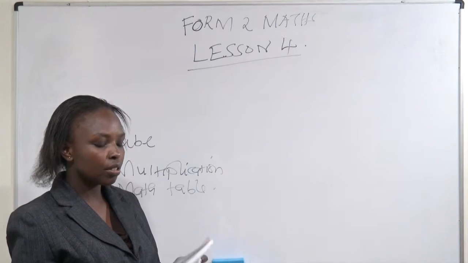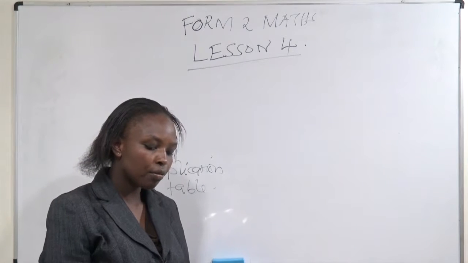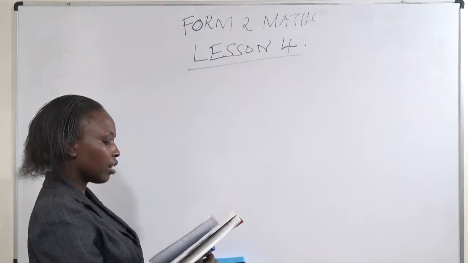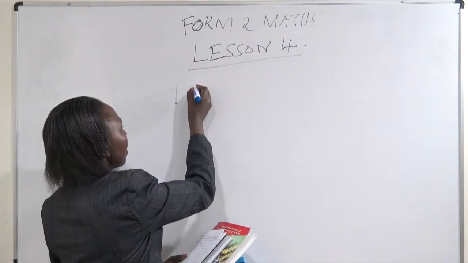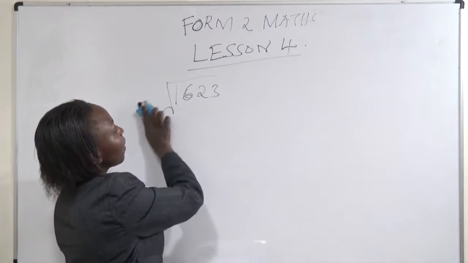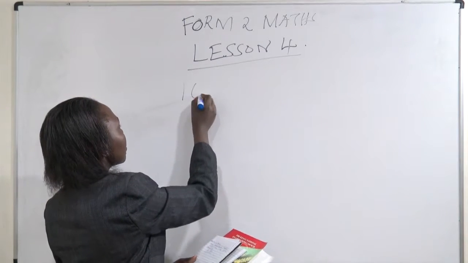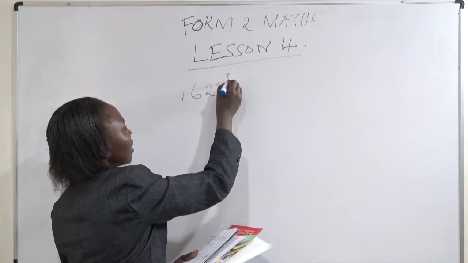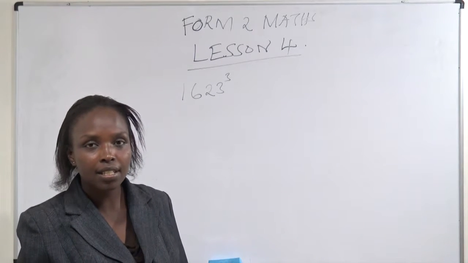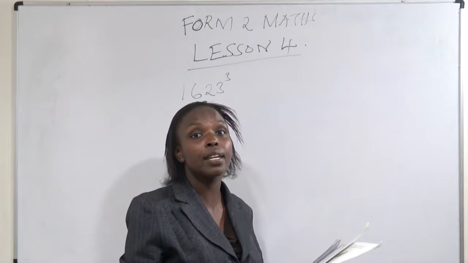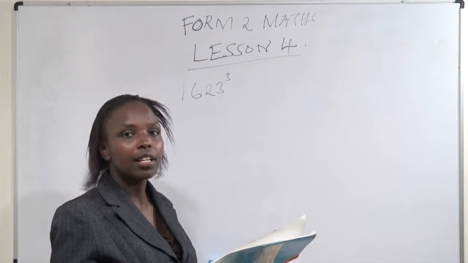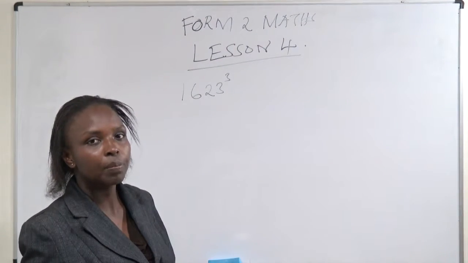So I left you with two questions where you are supposed to use the mathematical table to find the cube of the following. Number one, you are supposed to look for the cube of 1623, using the mathematical table. So we said that one of the advantages of using the mathematical table to look for the cube of numbers is that you can look for the cube of a very, very big number. And for such a number, if you are to use the long method or the multiplication method, it will be very tiresome. So the mathematical table helps in that.